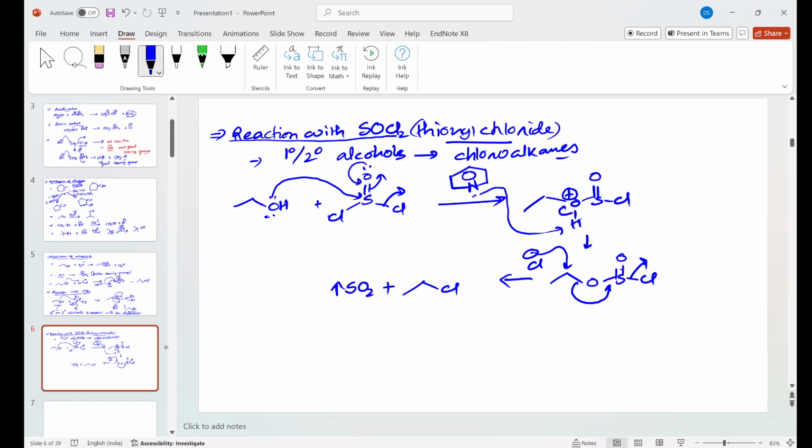One gas is formed, that is sulfur dioxide, and Cl minus. So this is the driving force for the reaction to proceed. So this is gaseous. Okay, this is readily released from the system, and that is why this reaction proceeds to the right side, or the forward direction. And this step is SN2, the rate determining step.